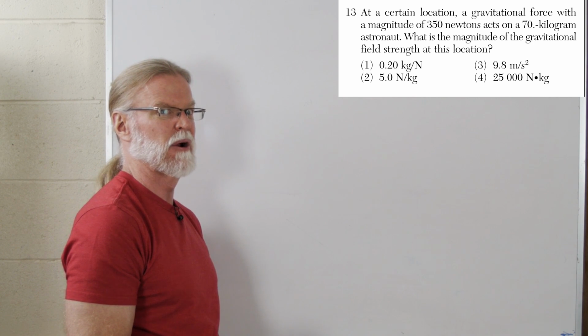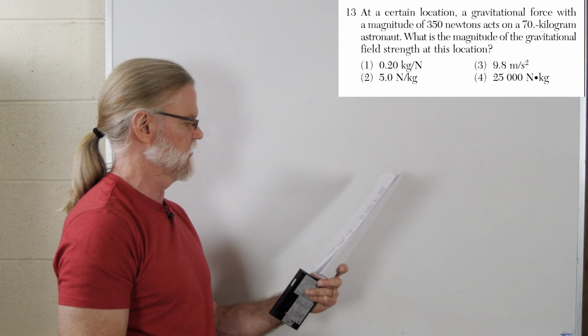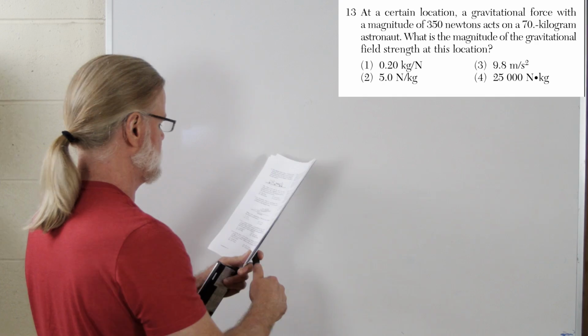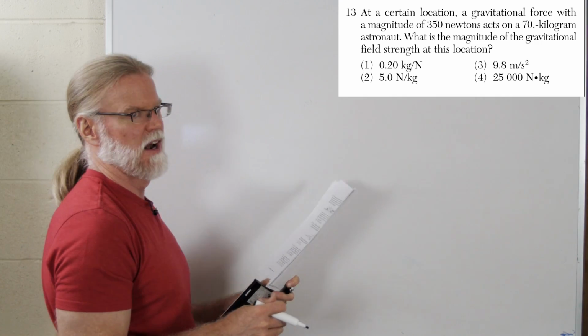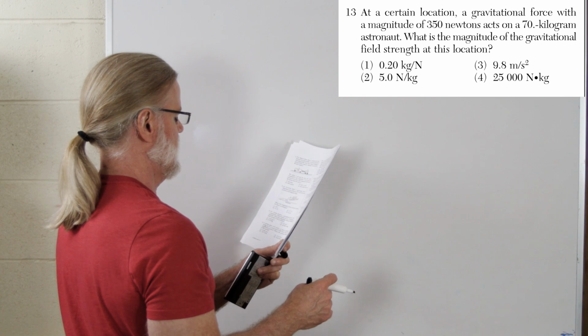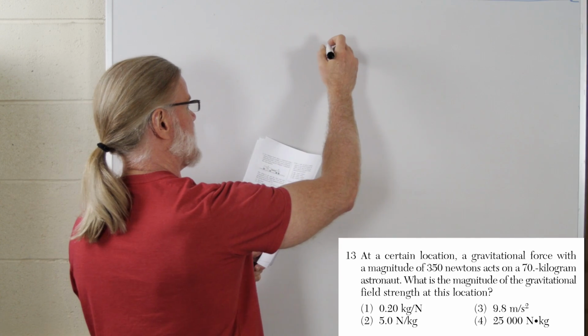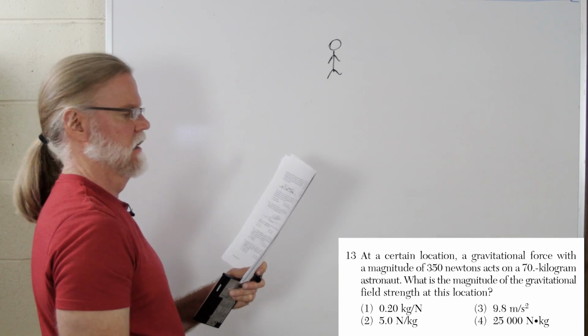Perhaps he's not on Earth. What is the magnitude of the gravitational field strength at that location? All right, certain location. I'll say Stromboli. The gravitational force is like an astronaut. Here he is, in Stromboli.